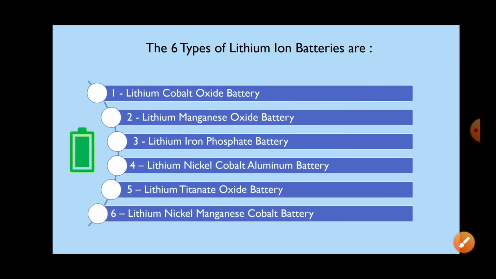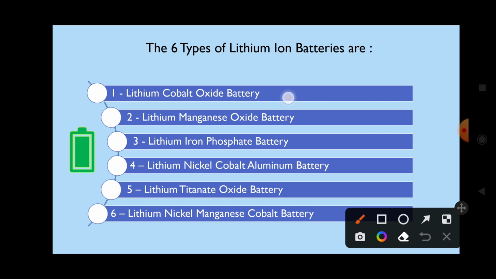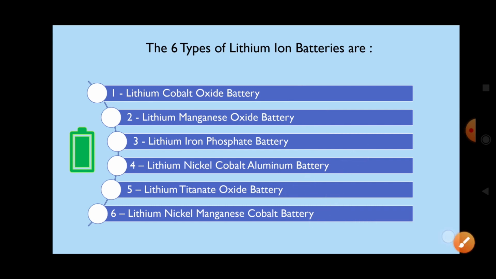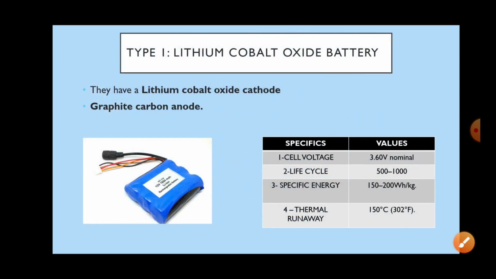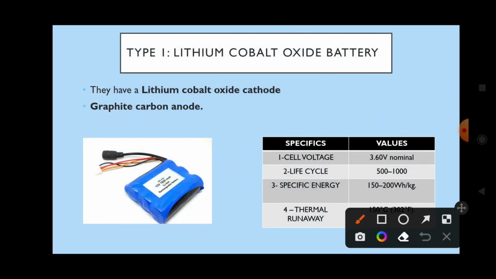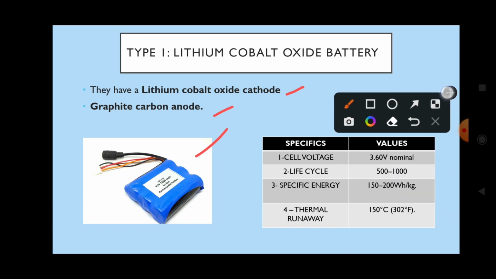Now let's finally see the classification of lithium-ion batteries. The types are: lithium cobalt oxide battery, lithium manganese oxide battery, lithium iron phosphate battery, nickel cobalt aluminum battery, lithium titanate oxide battery, and nickel manganese cobalt battery. Let's see the first type, lithium cobalt oxide battery. The cathode material here is lithium cobalt oxide and the anode material is graphite carbon. A visual representation of it and some specifics.